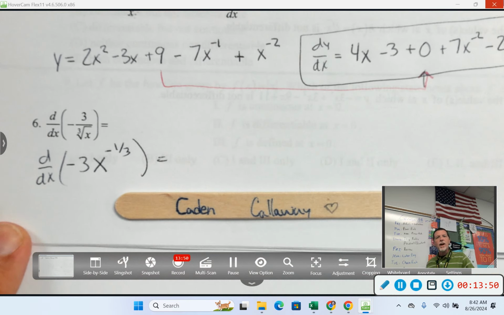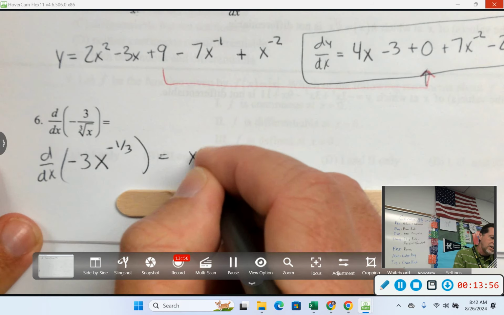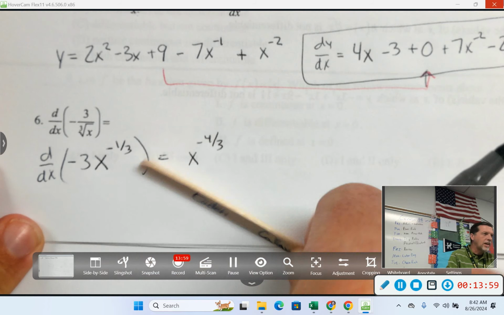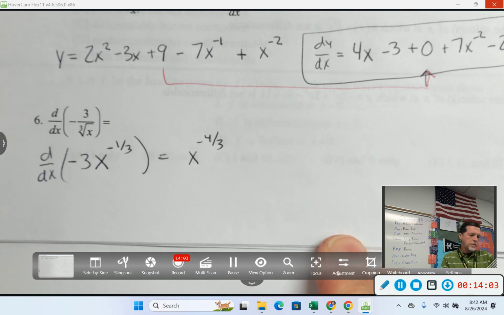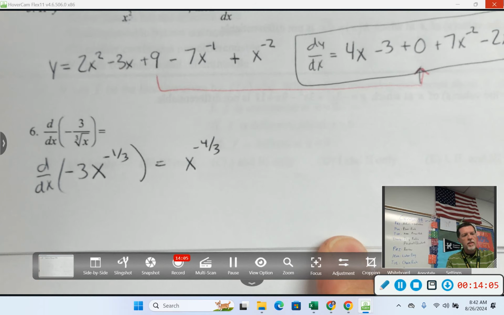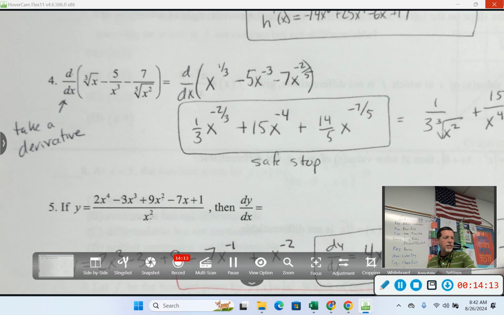Next is taking the derivative of that. So, Caden, help me out. What's the derivative of negative 3x to the negative 1/3? 1x to the negative 4/3. Good. That's what's up. Okay, so the power rule is easy. The only hard part is making sure you get your powers and roots and division, all your algebra steps correct.